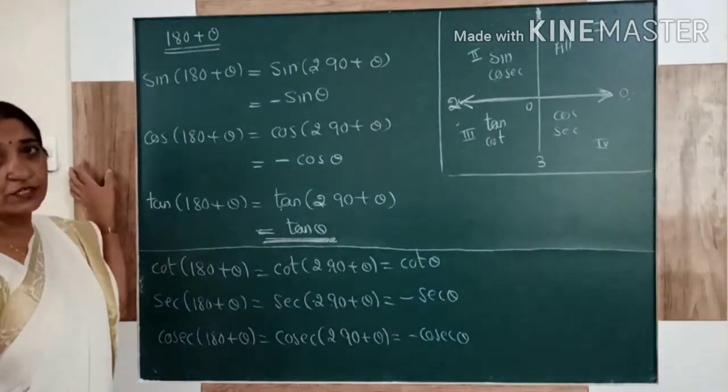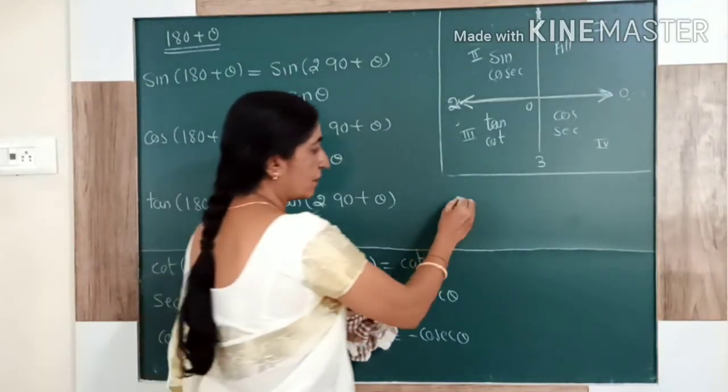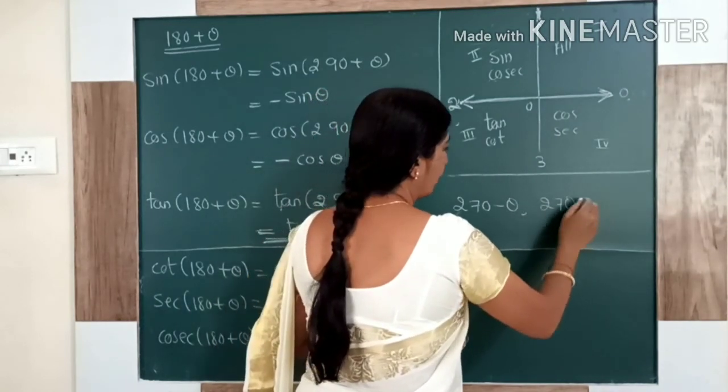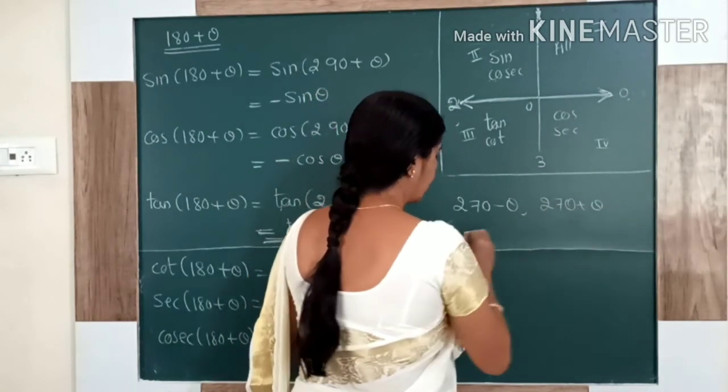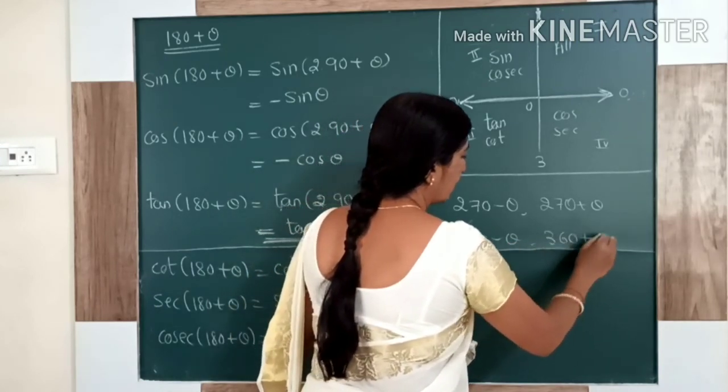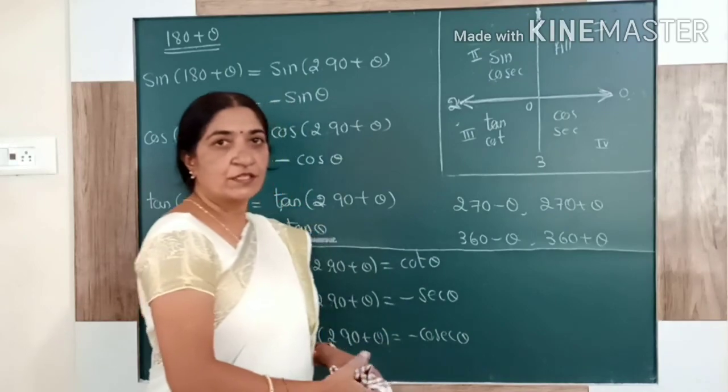So can you try for the remaining? The remaining values are 270 minus theta, 270 plus theta, 360 minus theta and 360 plus theta. Try for the next one.